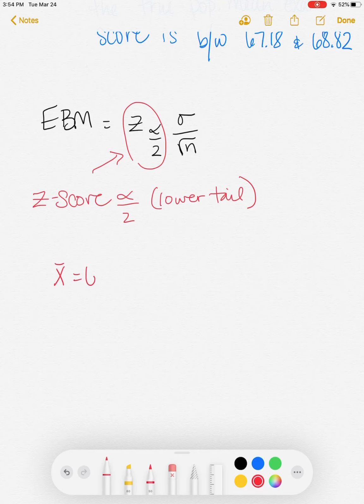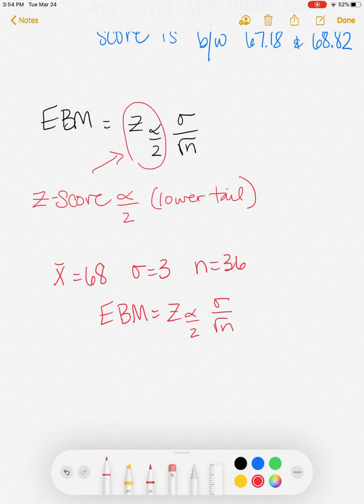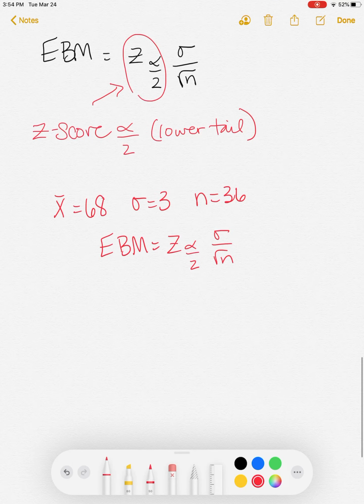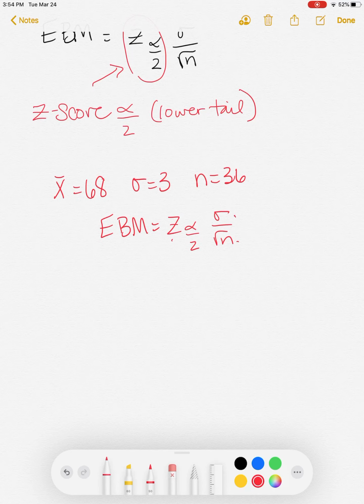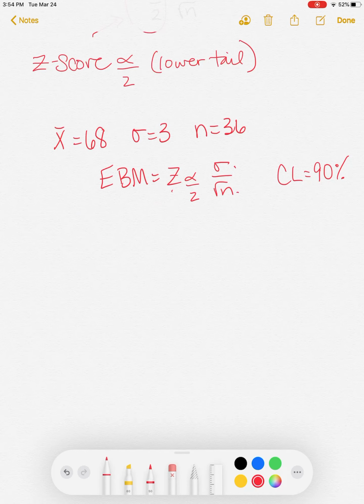So in that example above, we said our mean was 68. We said our standard deviation was 3, and we said our sample size was 36. So that means that the EBM would be z of alpha over 2 times standard deviation divided by the square root of n. So we know the standard deviation, we know n. We need to find z of alpha over 2. We also knew that our confidence level, which is important, we have to know that, was 90%.